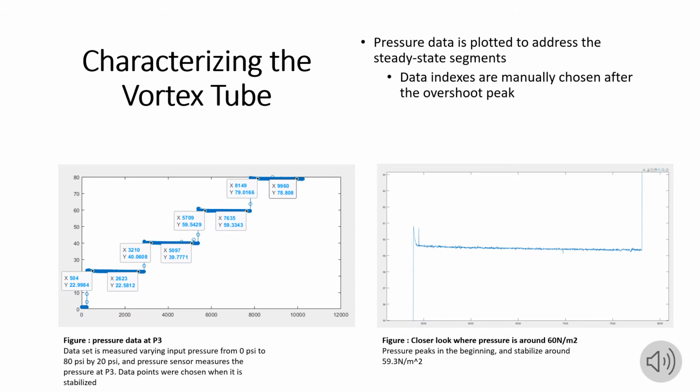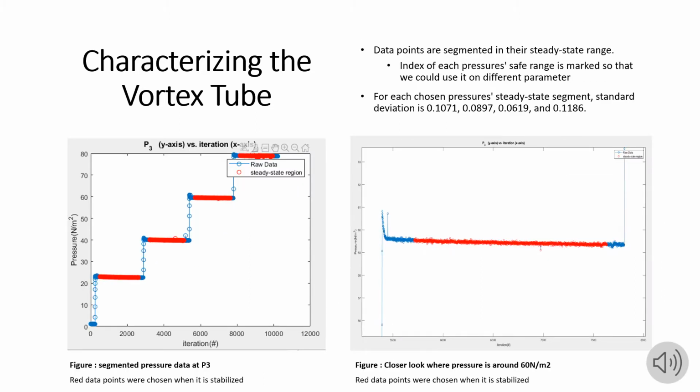A characterization is done by varying input pressure from 0 psi to 80 psi, increasing 20 psi each time. The figure on your left is the data collected at the P3 location. Each segment of different pressure produces overshoot, and to increase precision and accuracy, a steady-state region is manually chosen. Here are the figures showing the chosen data points in steady states. This step is required to address the segment starting and ending index for the varying pressure.